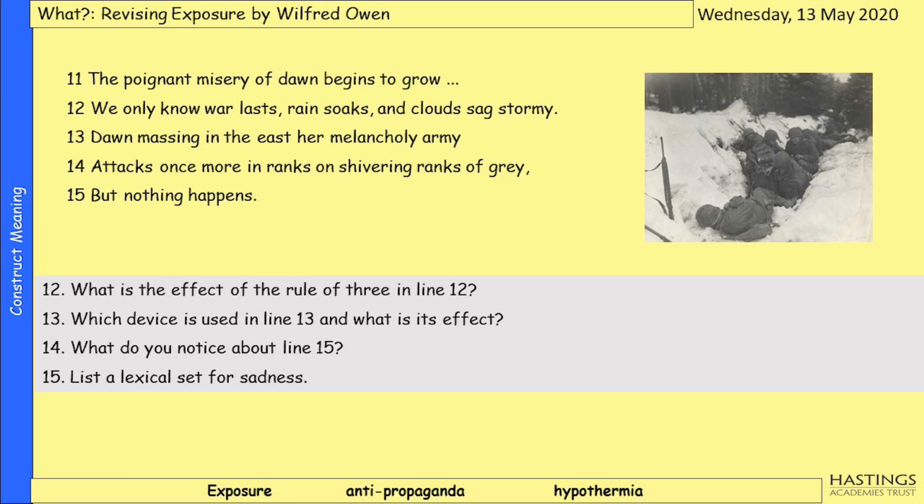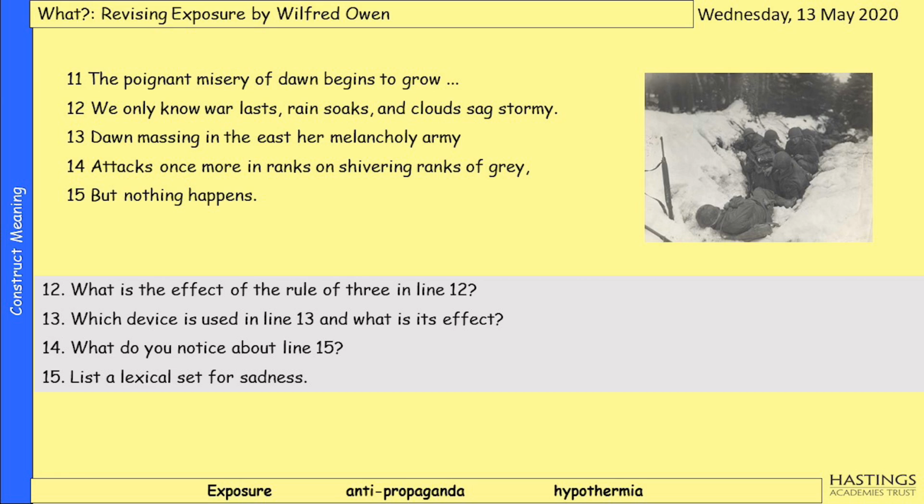Number 13. The device is personification. We've got Dawn being made to seem like an army general gathering her army of rain and hail. It's important to note that the German soldiers also wore grey and tended to attack from the east. The irony here is that dawn is normally associated with new life and hope, but it is not in this case.